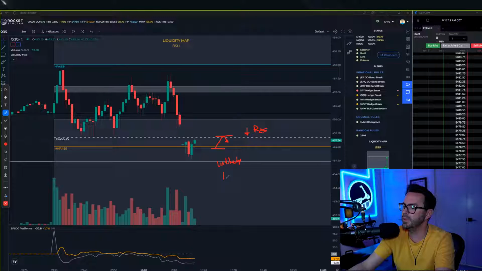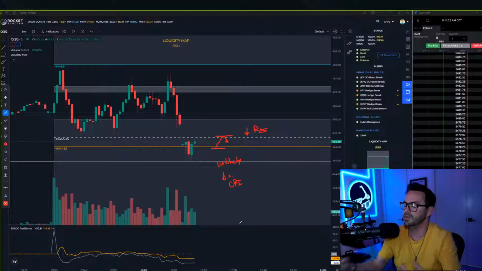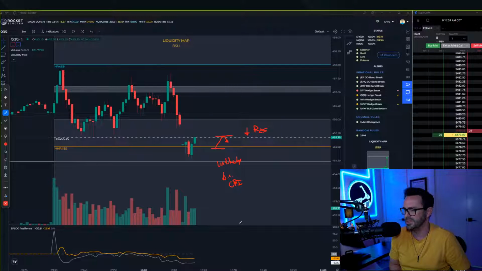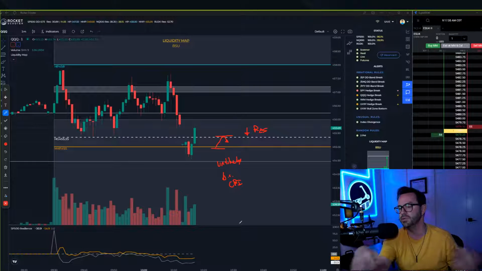Unlikely because CPI is right around the corner. A lot of times the market does not like to preemptively do something crazy before such a game-changing event like tomorrow's CPI. Tomorrow's the most important CPI we will have this year. You guys understand that, right? R&R is risk to reward.